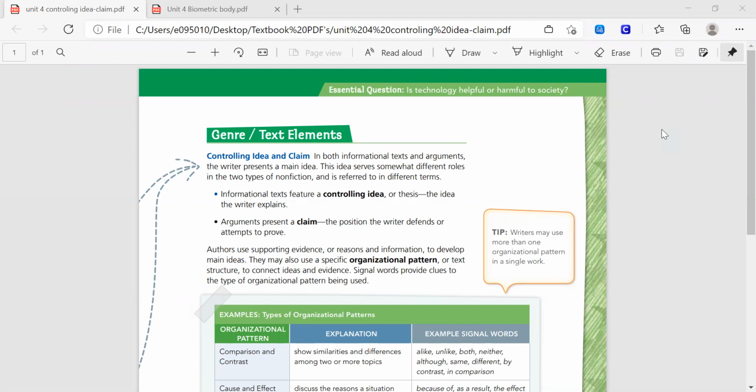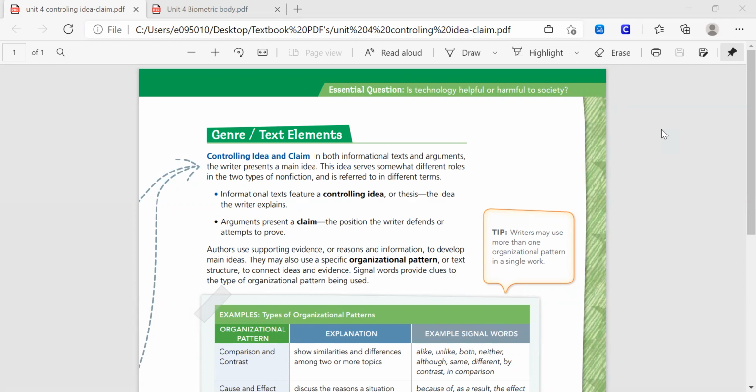Welcome back, students. Today we're jumping into looking at an article on the biometric body. But before we do that, we're going to review a couple of terms just to make sure that we're completely understanding everything. The main question that they're asking throughout these next couple of days is that essential question that's posted at the top of the page that's in front of you. And the essential question is: is technology helpful or harmful to society? So we're going to review this really quick.